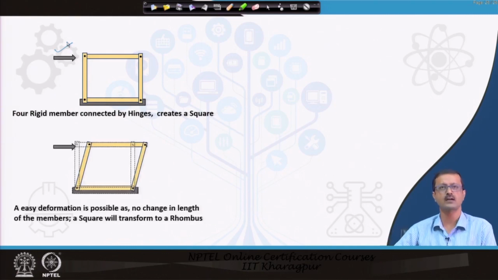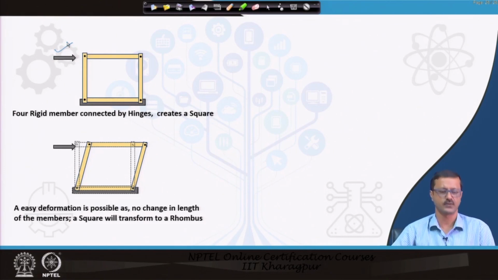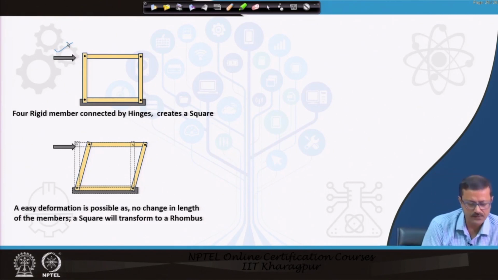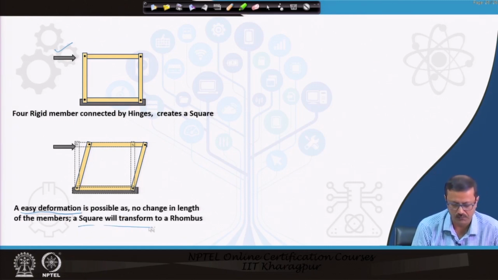So, the square will change to a rhombus kind of shape. It is very easy; a small load is going to give a small change in that shape. So, the shape is going to change without difficulty. Easy deformation will occur, and there is no change in the length of the members. So, the square transforms to a rhombus.